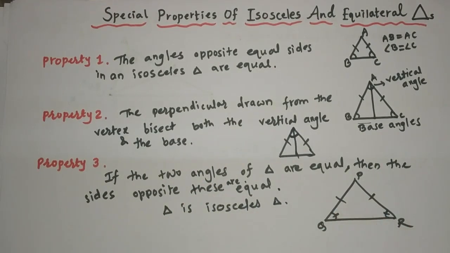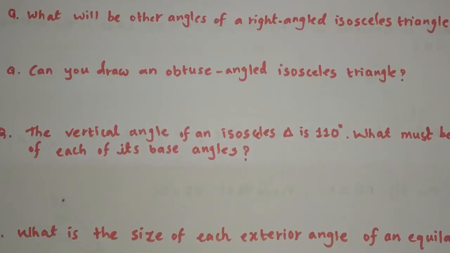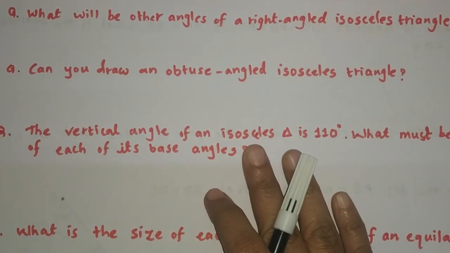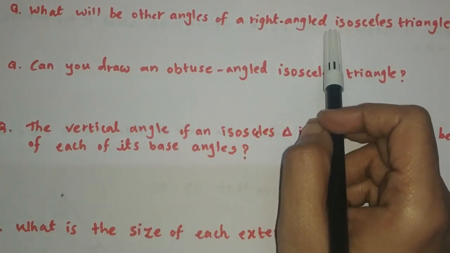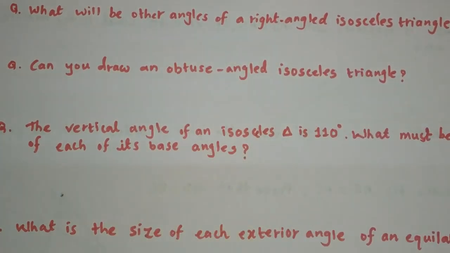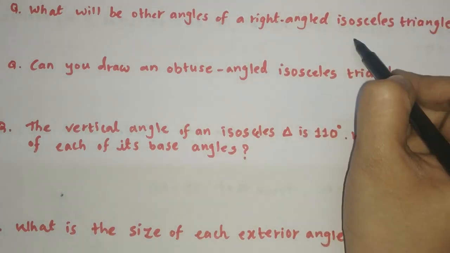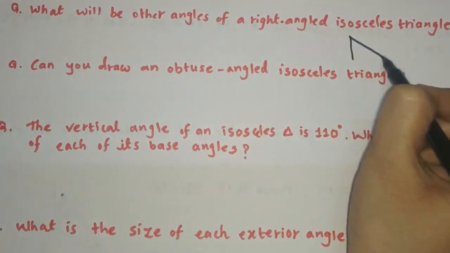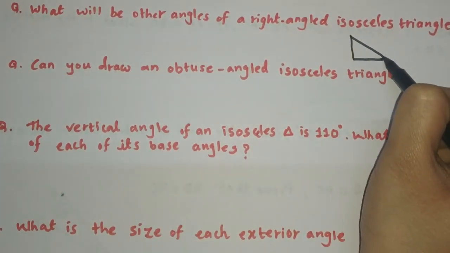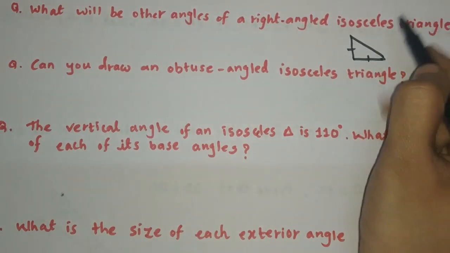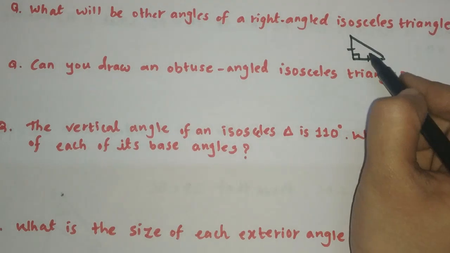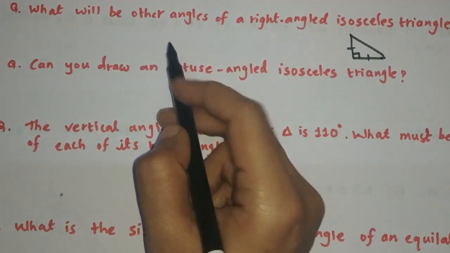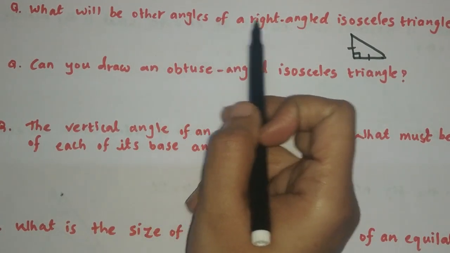Okay friends, now we'll go for the exercise. What will be the other angles of a right angled isosceles triangle? Suppose there is a triangle in which two sides are equal as it is isosceles, and it is a right angled isosceles triangle. We have to find the other angles.